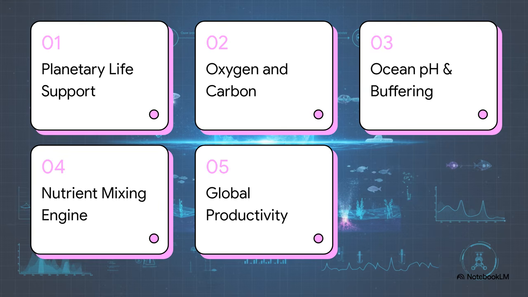First, we'll look at the planetary life support. Then, tracing oxygen and carbon. Third, ocean pH and buffering. Fourth, the nutrient mixing engine. And finally, global productivity patterns.